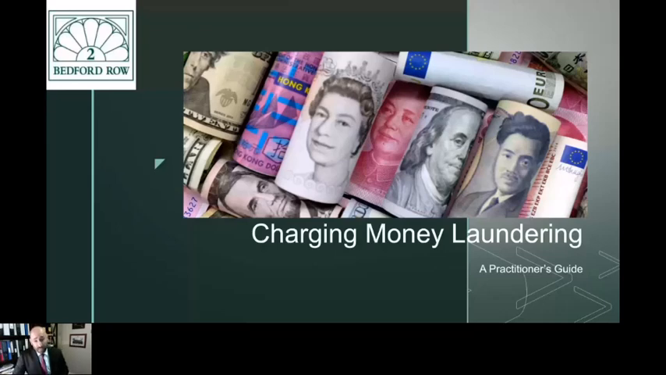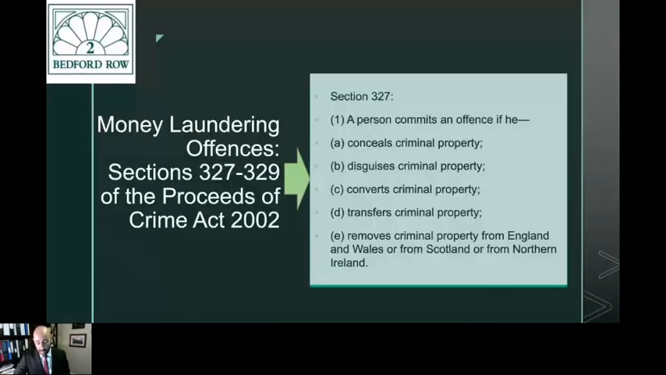There are three sections creating offences under the Proceeds of Crime Act that are known as the money laundering provisions. The first is section 327. A person commits an offence under this section if he conceals, transfers, or removes from the jurisdiction criminal property.